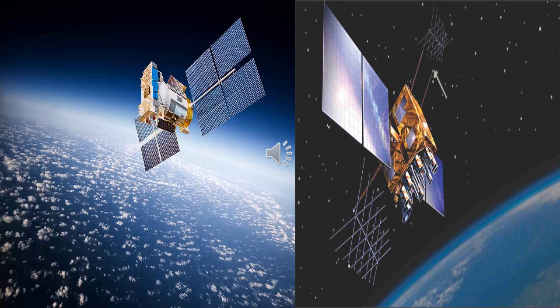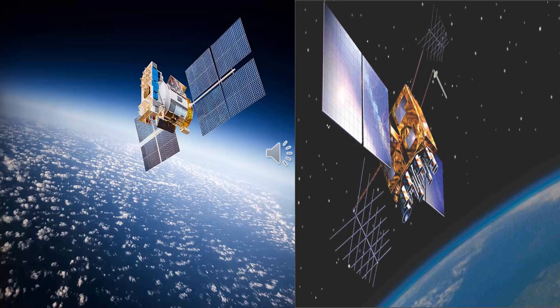The satellite system in India can be grouped into two: the Indian National Satellite System, INSAT, and the Indian Remote Sensing Satellite System, IRS.